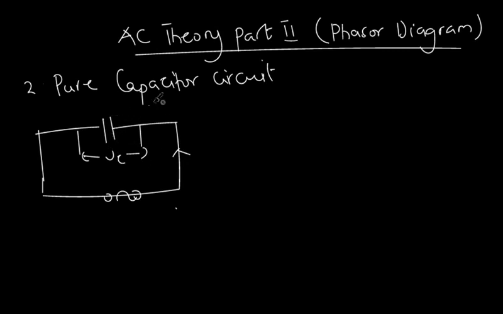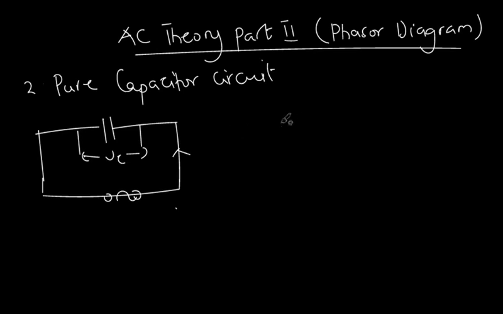Now, in this case, the current and the voltage are said to be out of phase across the capacitor. Let's take good note of this. The current and the voltage are out of phase across the capacitor, which means the current leads the voltage by 90 degrees.